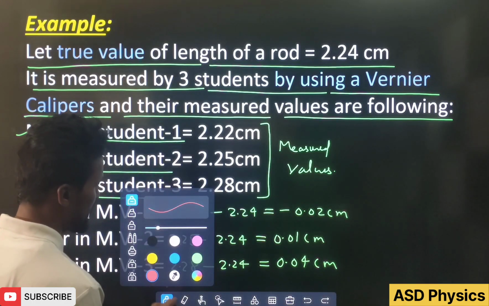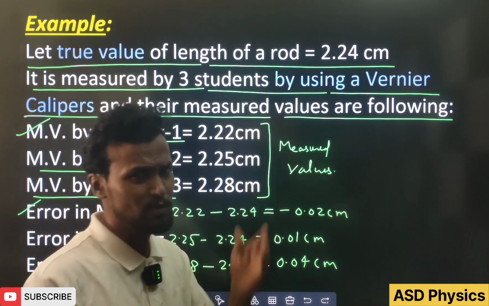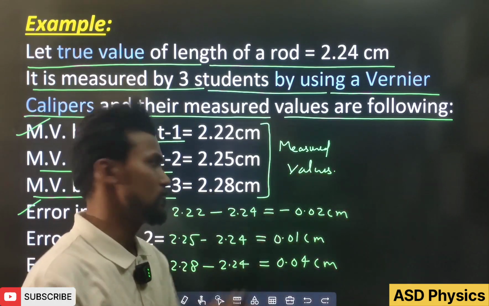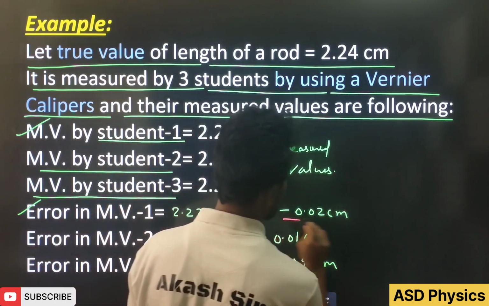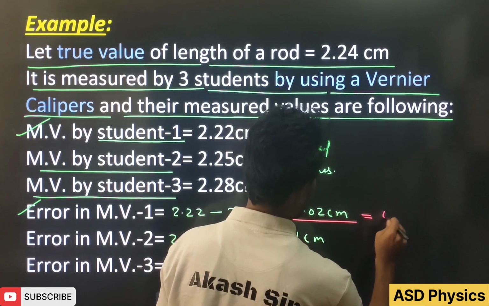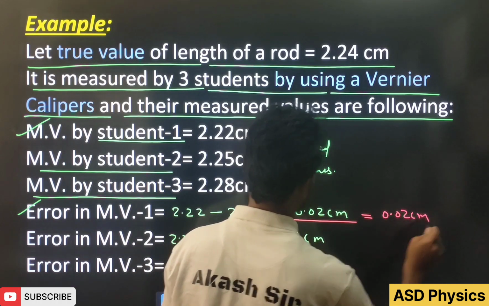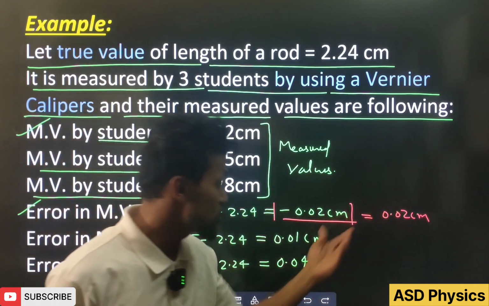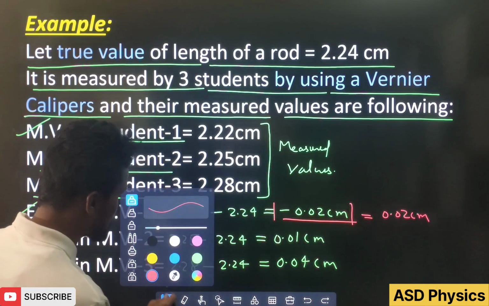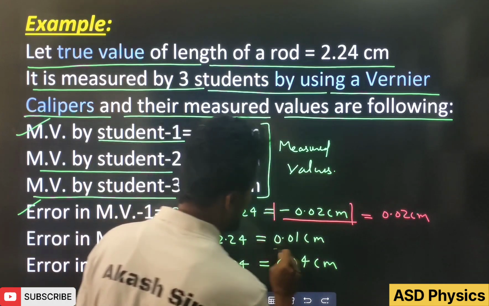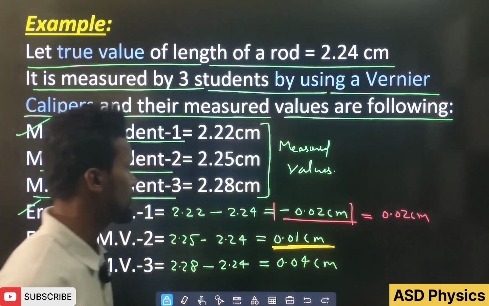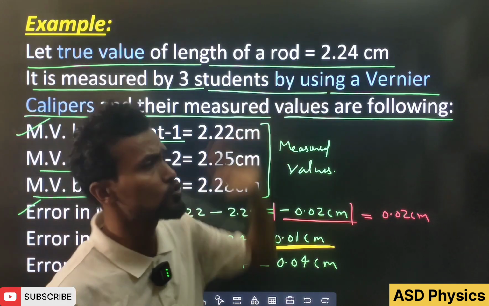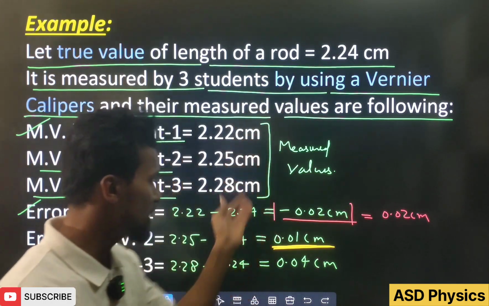Forget about the sign for now. Closeness can be from the lesser value or from the greater value, so no need to worry about the minus sign as of now. I'm just taking the magnitude, the mod. So this is 0.02 centimeter. Now kindly tell me which value is the very smallest. You can see, students, this value is the smallest. That means we can tell very well that this 2.25 centimeter is closer to 2.24 centimeter than the other values.